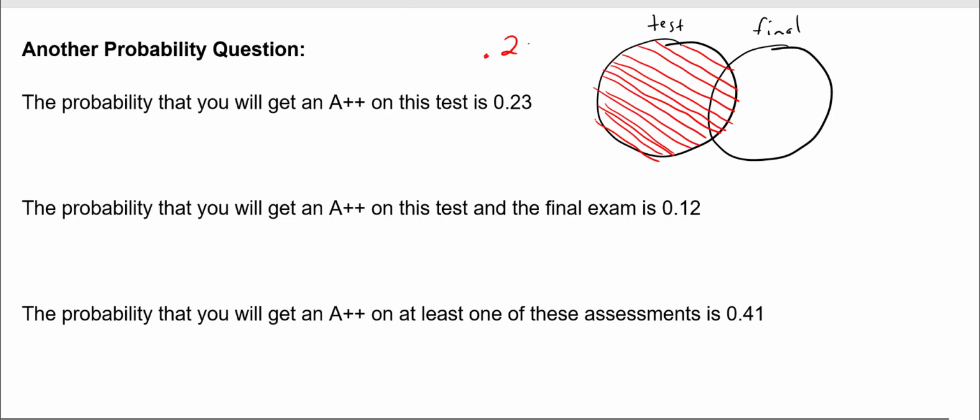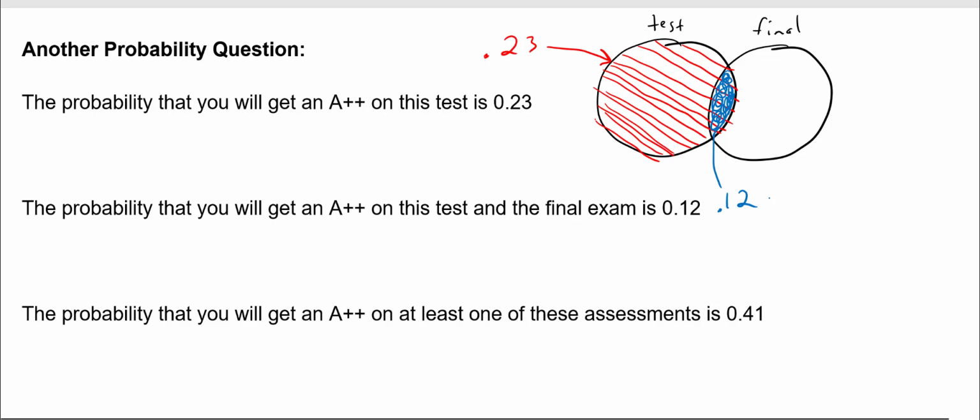So we'll use some colors here. Okay, that's the red. All right, so the next part says the probability you get an A++ on this test and the final. That means both. Do you guys agree? That's the shaded region here, or the stuff that's in between. So this guy right here, that blue is the 0.12. Because it's and, right? Both of them have to occur.